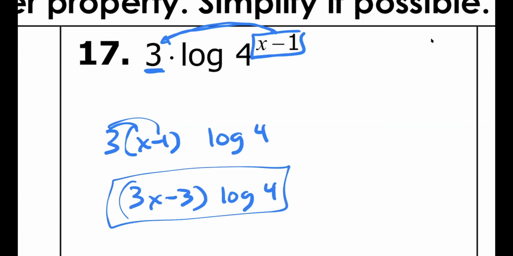So if you have an exponent that you're putting in the front, make sure you multiply whatever that exponent is to whatever is already in the front. And if it's an expression, put it in parentheses because that whole expression has to multiply to the log.